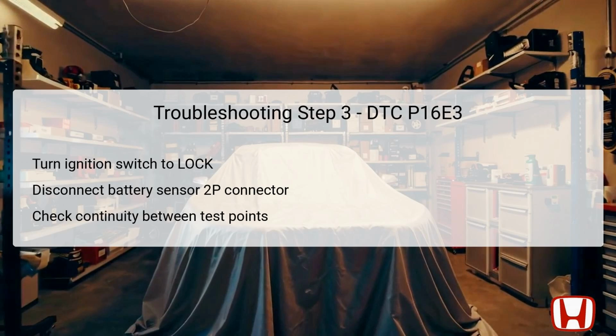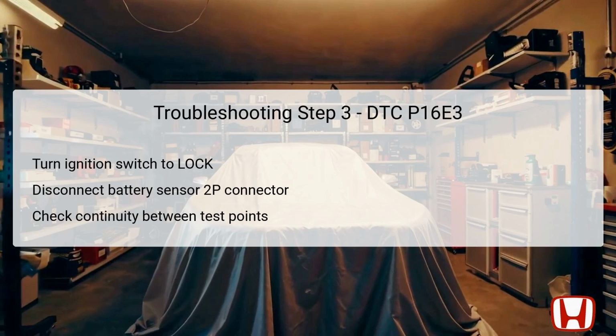Step 3 requires turning the ignition switch to the lock position to ensure safety while working on the vehicle. Next, disconnect the battery sensor 2P connector, which is pivotal for continuing the troubleshooting process. It is essential to check continuity between test points 1 and 2 while keeping the ignition in the lock state and the battery sensor 2P connector disconnected.